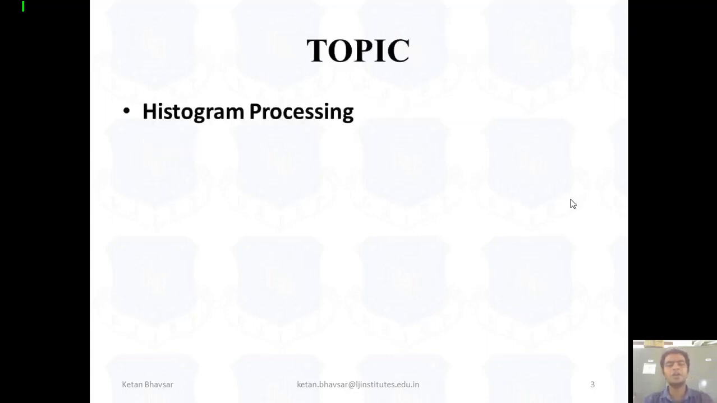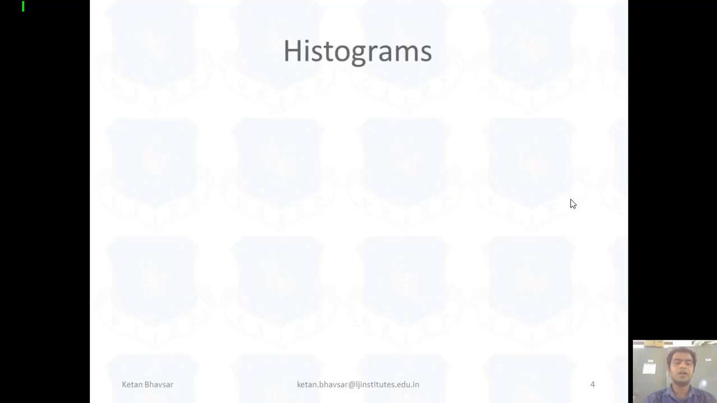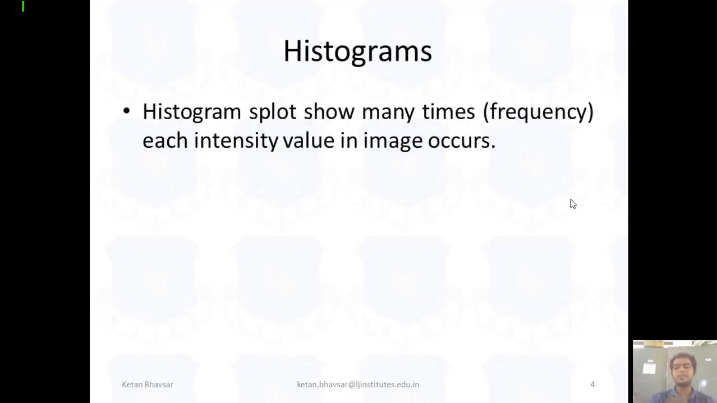In today's topic we're talking about the histogram. Now the first question that arises in our mind is, what is a histogram? Basically, a histogram represents color information in terms of amplitude, or a graphical representation of data with respect to contrast value. A histogram is a plot showing how many times each intensity value of an image occurs.